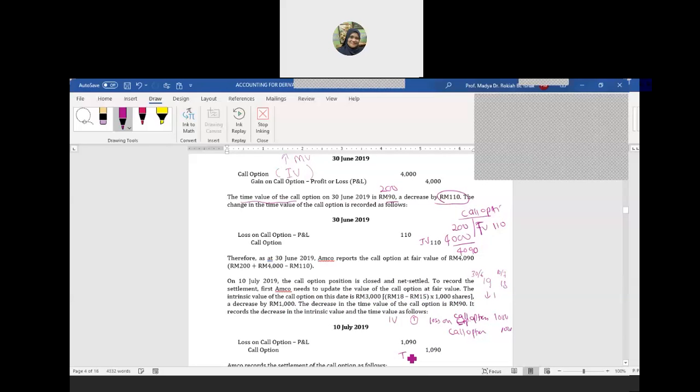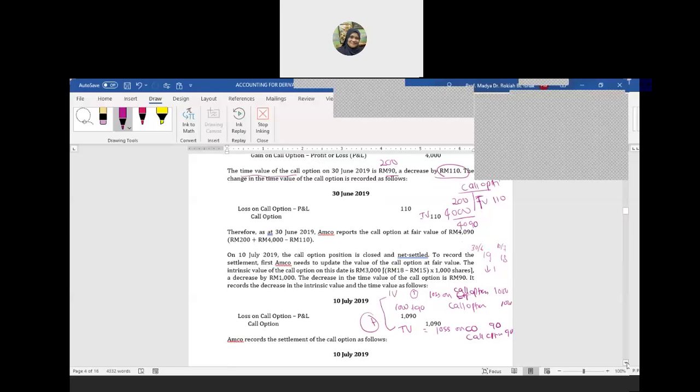The next one is to record the time value. Time value also has a loss of 90: debit loss on call option of 90, and then credit the call options of 90. When you combine these two journal entries, you're going to have a loss of 1,090, which is 1,000 plus another 90, and then credit your call option. The one that you have here is already the combined two journal entries.